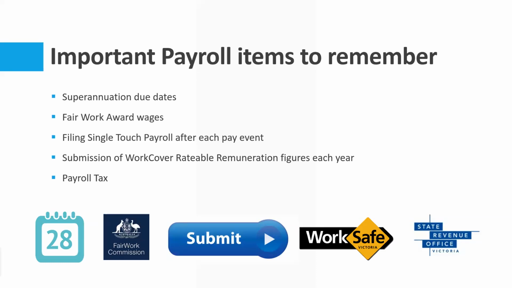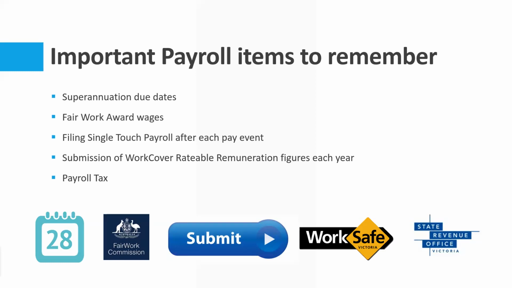Now is also the perfect time of year to submit your work cover rateable remuneration figures and complete your estimate for the new financial year. At the end of every year, you need to let your WorkSafe agent know what your actual annual rateable remuneration was, and this is what helps calculate your work cover premium. So be sure to include wages, superannuation, and payments to any rateable contractors here.